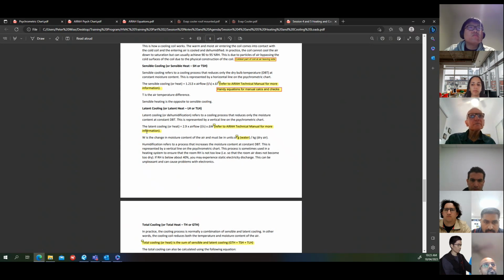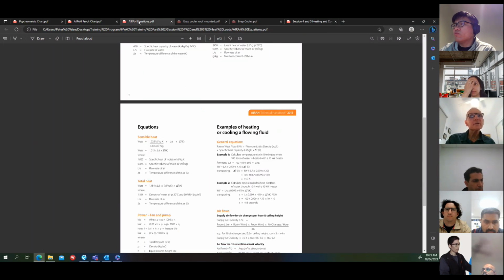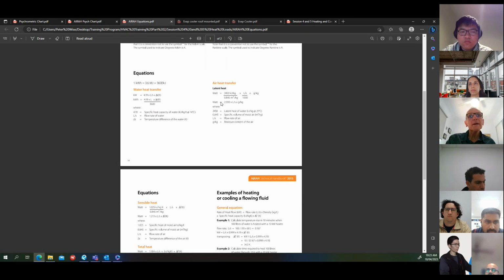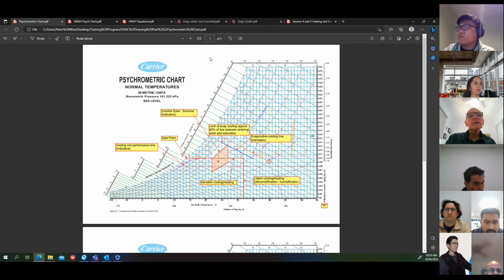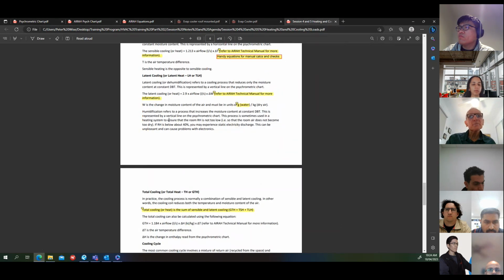So there's the equation for latent cooling, 2.9 times the airflow times delta W, which is the moisture content. Once again, that equation is there. 2.9 times litres per second times grams per kilogram. That's a very useful equation to remember or to know where to find as well. So I've talked about what those processes are.